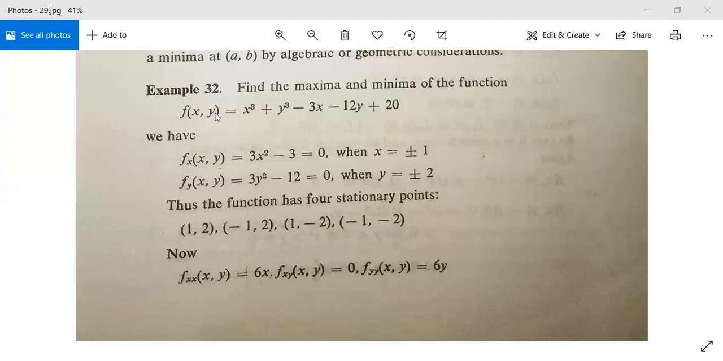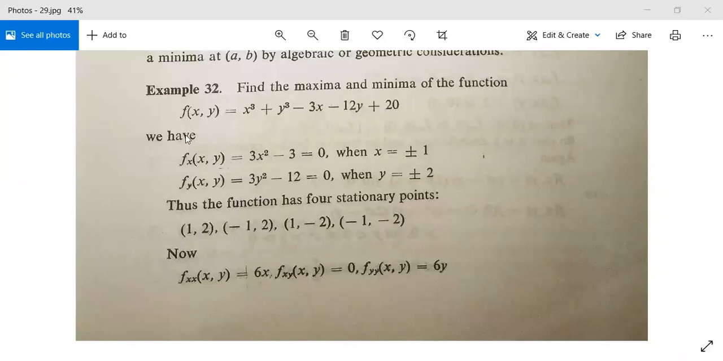Similarly for fy, we will differentiate partially with respect to y. The derivative of x cube is 0, the derivative of y cube is 3y square, the derivative of minus 3x is 0, and the derivative of minus 12y is minus 12. Equate to 0, then you will get y square is equal to 4, so y is plus minus 2. So the 4 points will be (1, 2), (1, -2), (-1, 2), (-1, -2). These are the 4 points. Now after this, what do we have to do? Find r.